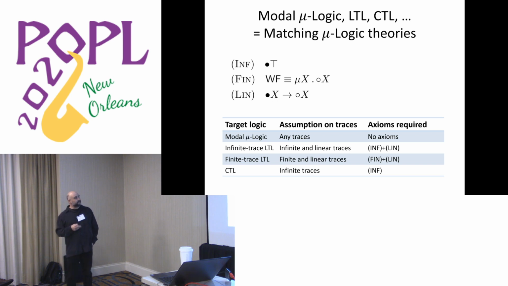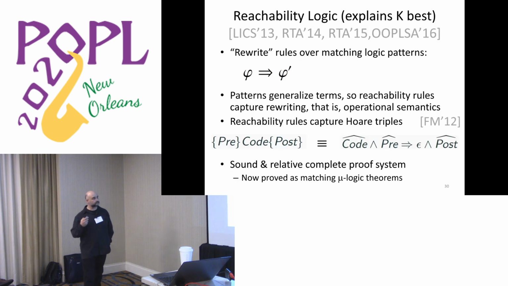Like inf, that says next t, meaning that you go infinitely. At every moment, you can go next somewhere. This says that you have finite traces only. And lin, that means that you have linear traces. It says on one path x means on all paths x. Right? So that imposes linearity. And now you can get the various other logics as theories combining these axioms.